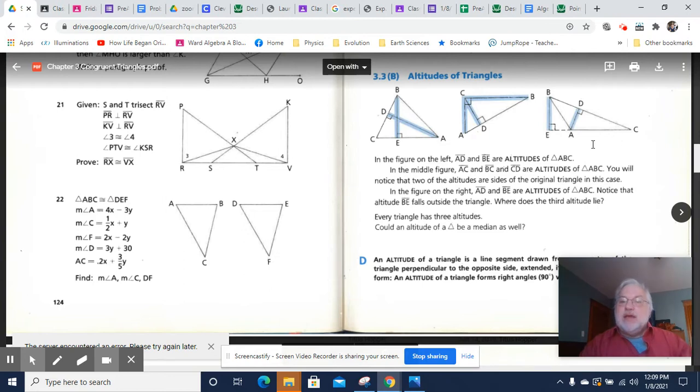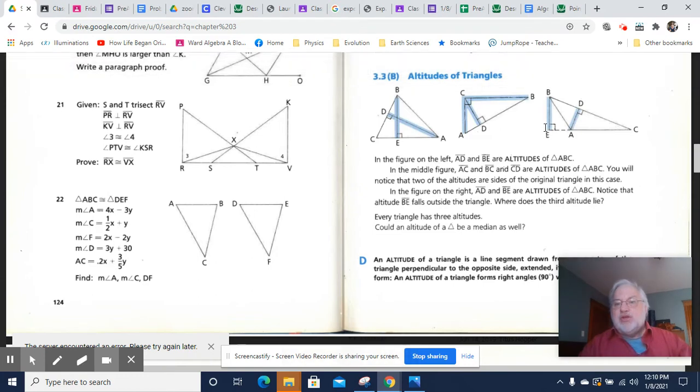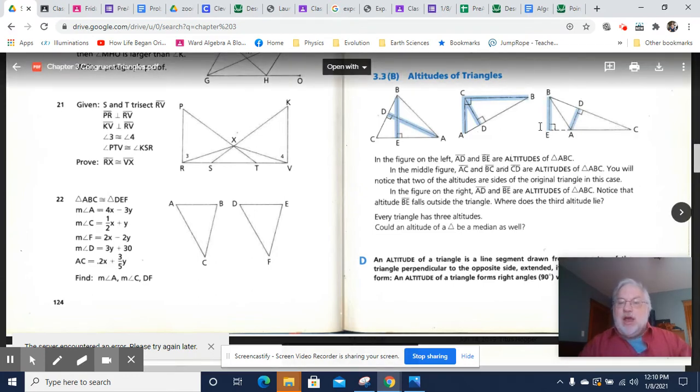Now, sometimes that's going to be outside the triangle. With acute triangles, where all angles are less than 90, or a right triangle, where one angle is 90 and the other two have to be acute because they have to add up to 90, the altitude will be on the inside. However, if there is one obtuse angle, there will be at least one altitude, and probably two, that are outside the triangle.